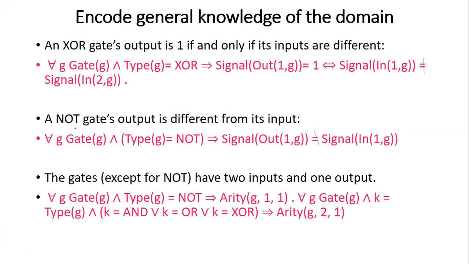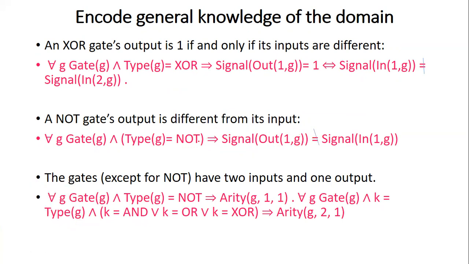Then the NOT gate. The NOT gate's output is different from its input, so its output will be just the reverse of the input. So for all G, gate of G, and type of G is equal to NOT, it implies that the first output of the gate, its signal, will not be equal to its input. The first output of this gate will not be equal to the first input of the same gate. So that is how we derive the NOT gate.